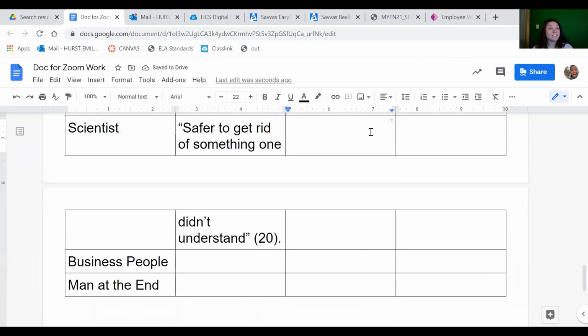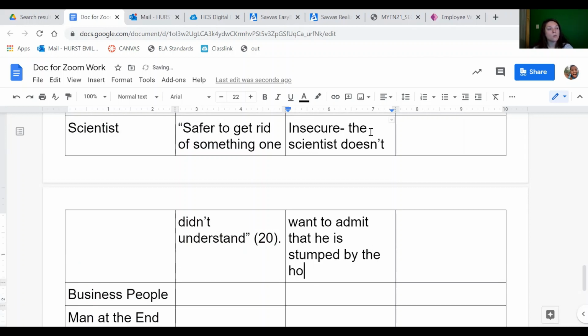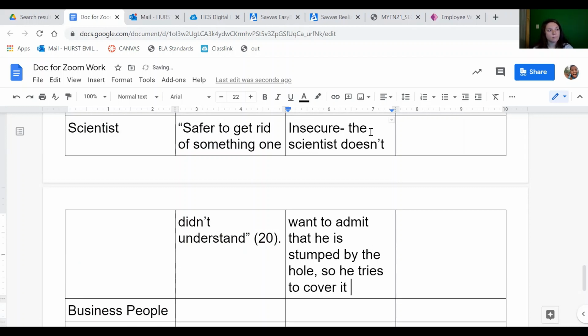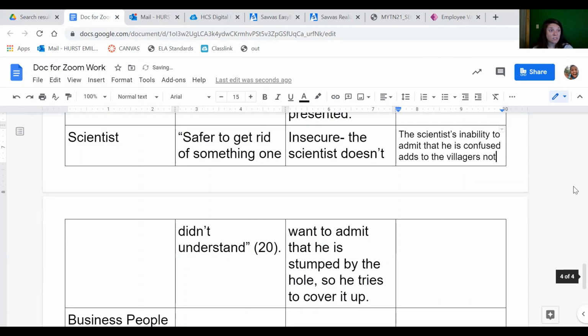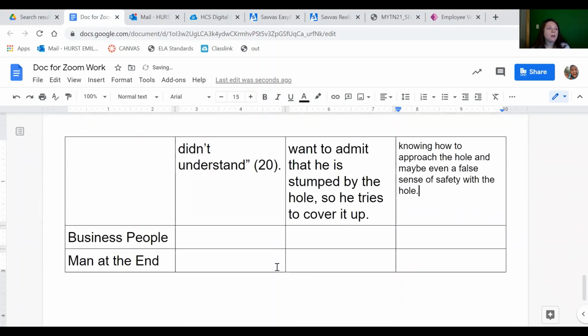So what does this tell us about the scientist? I think he's insecure. The scientist doesn't want to admit that he is stumped by the hole, so he tries to cover it up. He's just like, oh, let's just pretend it doesn't exist. I think that this is very, very unfair. So the scientist's inability to admit he is confused leads to the villagers not knowing how to approach the hole, and maybe even a false sense of safety with the hole. They trusted a scientist.